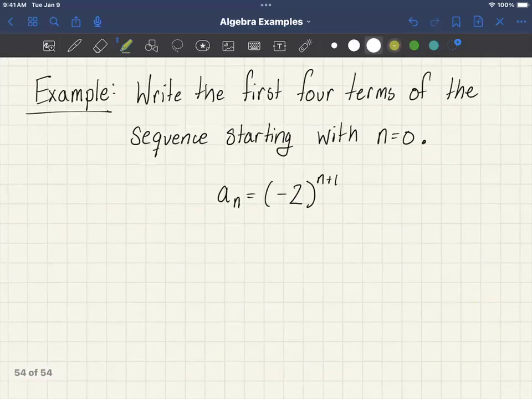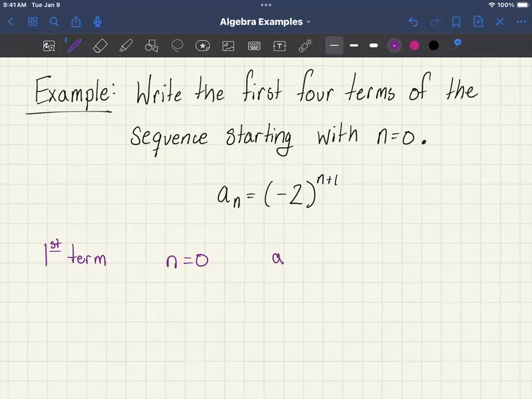All right, now that we know what a sequence and a term is, let's go back to our problem. We're writing the first four terms of the sequence starting with n is equal to 0. I'm going to write this out very slowly with a lot more words than you probably need yourself, but this way we can keep track of everything. Our first term, we said we wanted to start with n is equal to 0. It's the first term, but n is equal to 0.